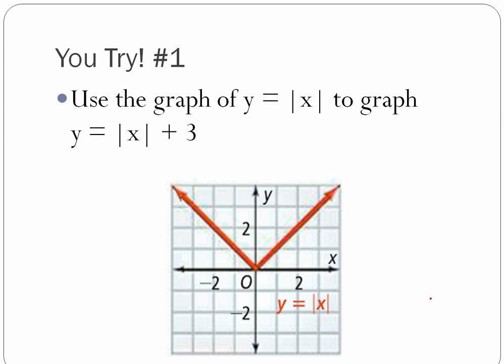So here's your first U-try. Use that original y equals the absolute value of x, I've given it to you here as well, to graph y equals the absolute value of x plus 3. And this means that because there's change on the outside, you're probably going to have some vertical change here.